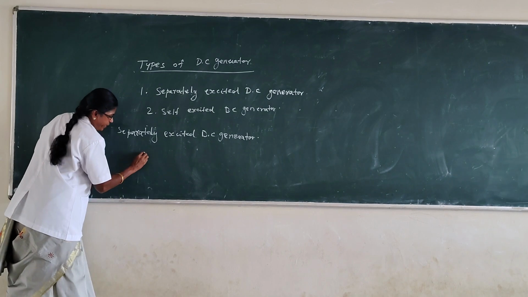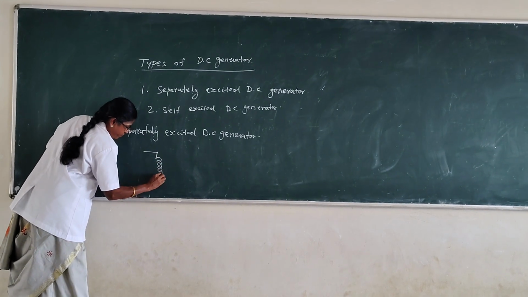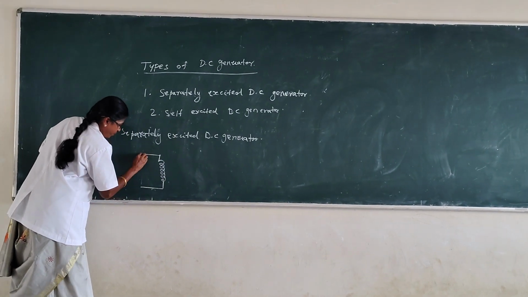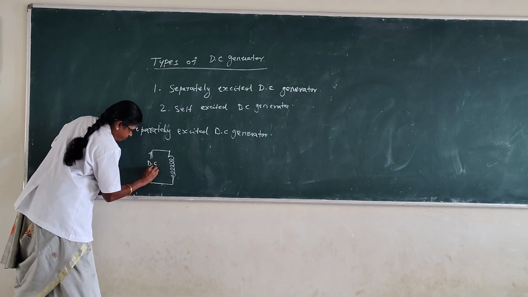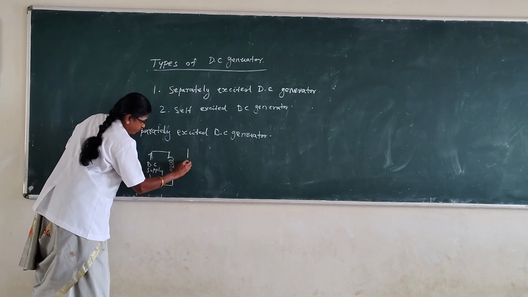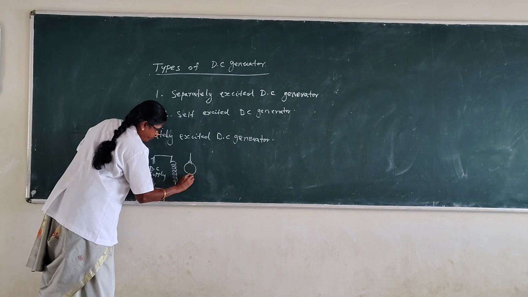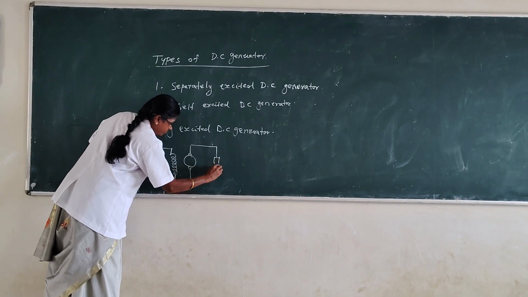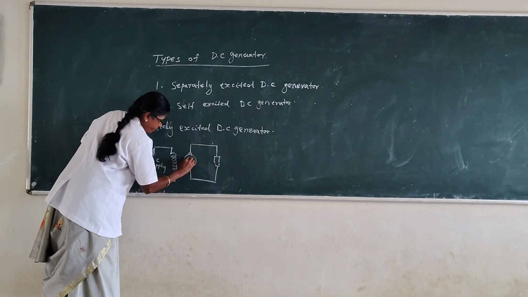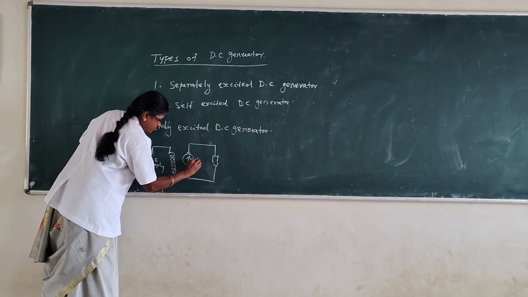So here is the circuit diagram. This is the field winding. Here the DC supply is given to the field winding. Here is the armature. The load is connected across the armature. Here the resistance.